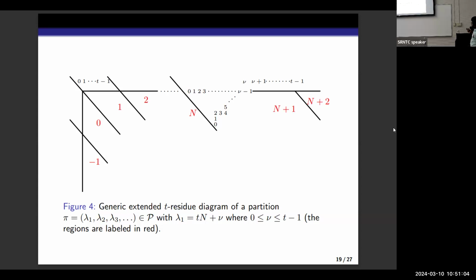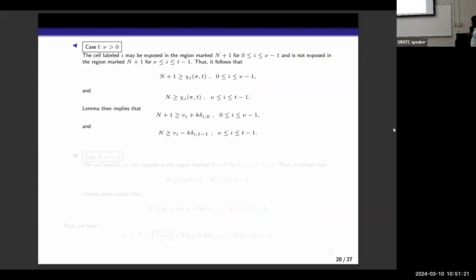So in this row, you have 0 to nu minus 1. And then this can be anything. This is a rim here. And then in the extended T residue diagram, if we go to the row above this row, then we have nu to T minus 1. And so if you observe in region n plus 1, we consider two cases.